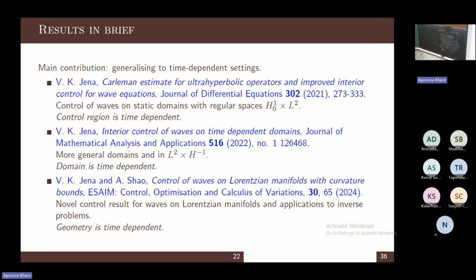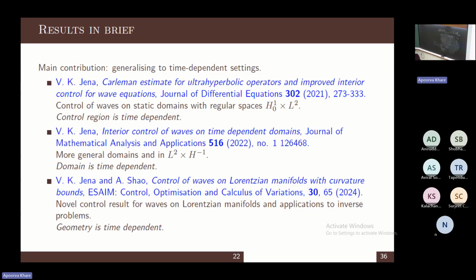We will see what the region is. In the next one, we took the domain to be time dependent. However, we had to lose something, which is that you can only do controllability in L2 plus H minus 1, which is basically this one, but then it's this Carleman estimate, so it's slightly easier. And in the final one, this is the most general result we have, which is that the whole geometry is time dependent. So it's a control result for waves on Lorentzian manifolds.